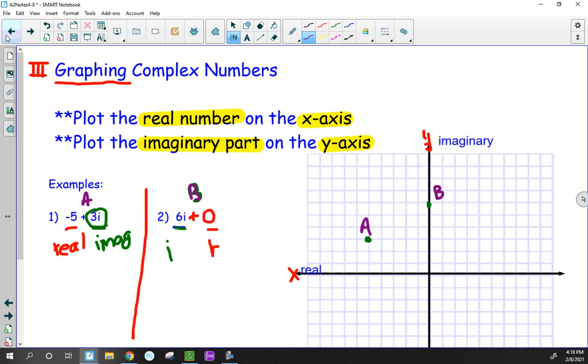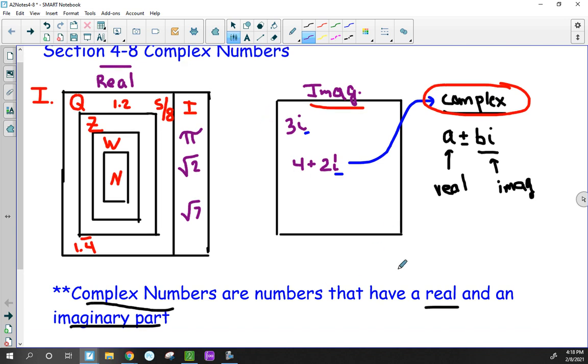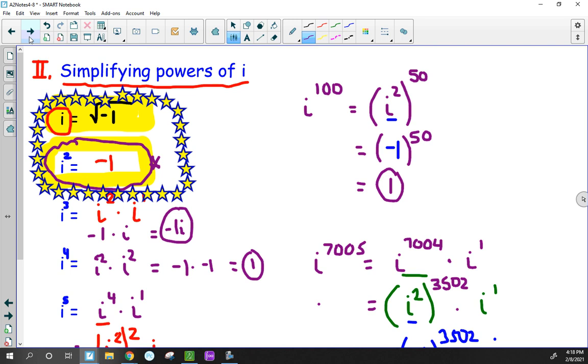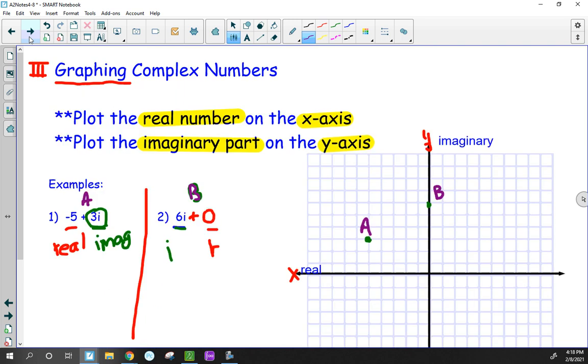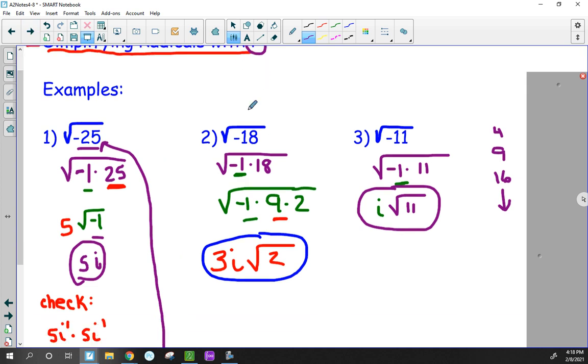Alright, so we're going to pause there on this set of notes. This was part 1 of section 4A, complex numbers. Remember that means numbers that have a real and imaginary part. We looked at how to simplify powers of i, how to graph complex numbers, and also how to simplify radicals with the answers with i.